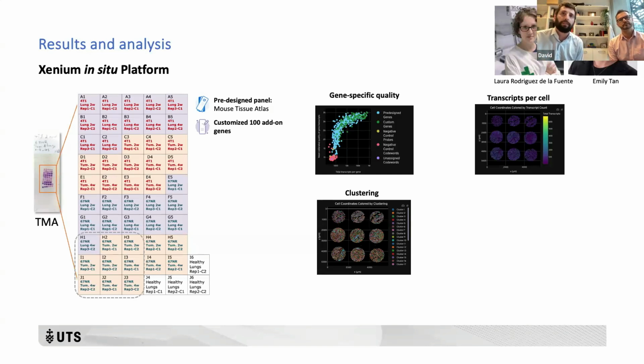Something that was really important, the first thing, was checking the gene quality. We can see that the pre-designed genes were quite highly expressed, and our custom genes were also expressed really well, at least higher than the negative controls, which means they were expressed. We can also look at transcripts per cell, and you can see the transcripts are spread across the board of these circles here, indicating that there weren't any problems with the scan of the Xenium. And then we can also look at clustering, and I'll go through that in a little bit more detail in a moment.